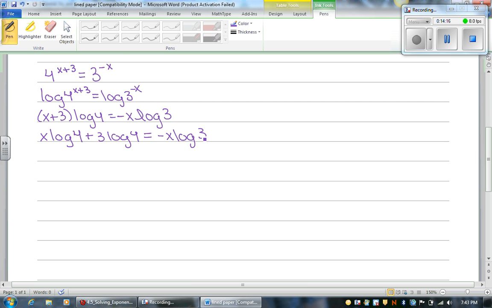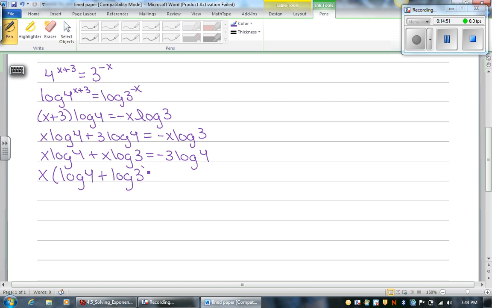So now I'm going to move some things around. I want to get these x's on the same side. So I'm going to move this to the right-hand side, and this to the left. So x log 4 plus x log 3 equals, moving this over, negative 3 log 4. Now I notice I have x's on this side, 2 of them, so I'm going to take that out as a GCF, because again, our goal is to get down to 1 x and to get it alone. So this will allow us to achieve that.